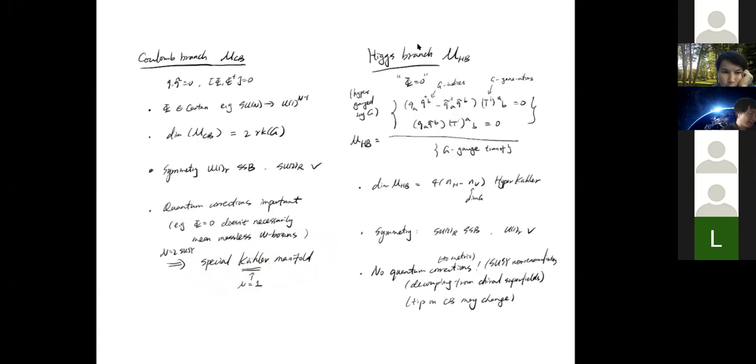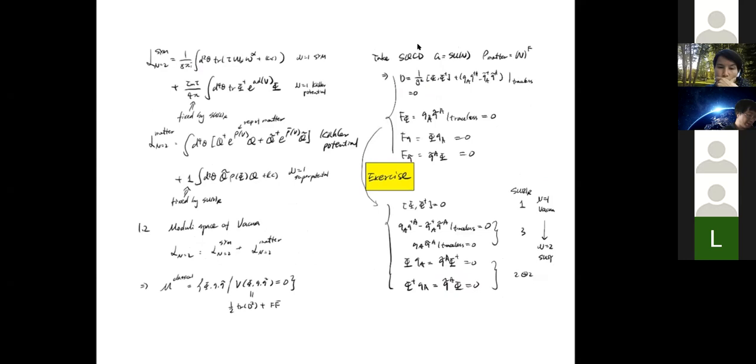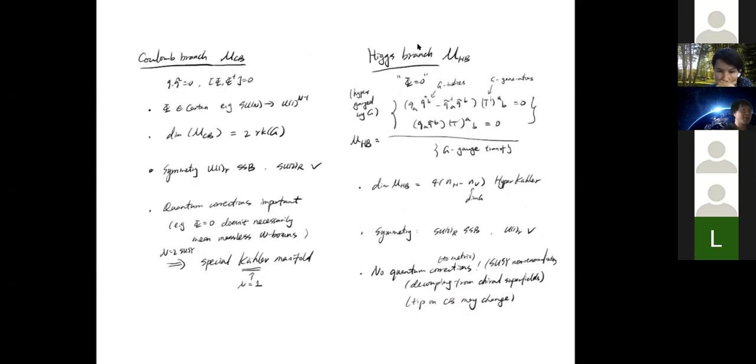On the other hand, we have the Higgs branch. In this case, the expectation value of the scalar in the N=2 vector multiplet is zero, but the hypermultiplet scalars are not vanishing. If you look at this set of equations, you can easily convince yourself that for general gauge group, it takes the following form. And of course, you should mod out by the redundancies coming from the gauge transformations.